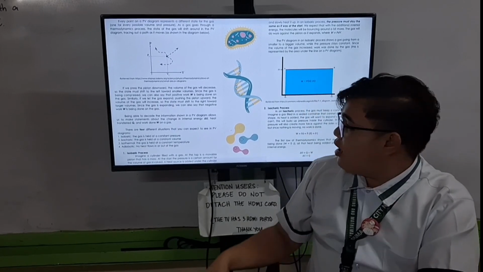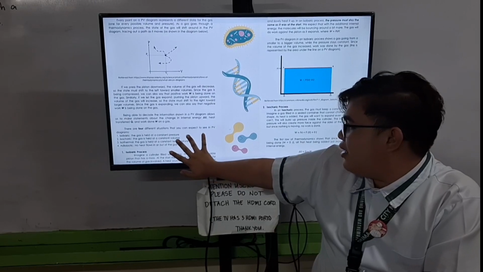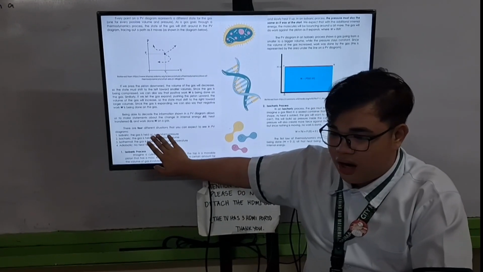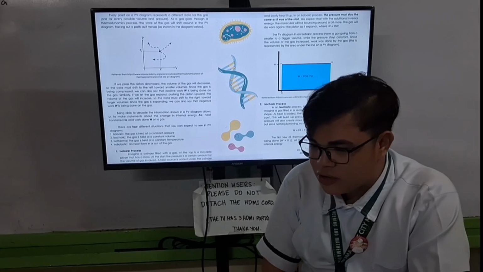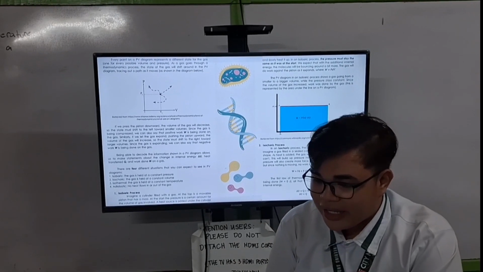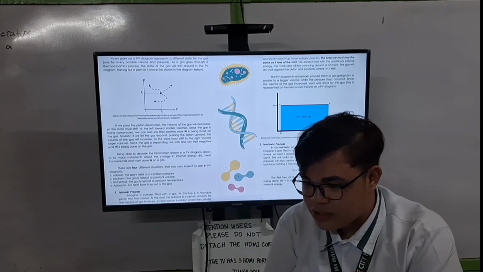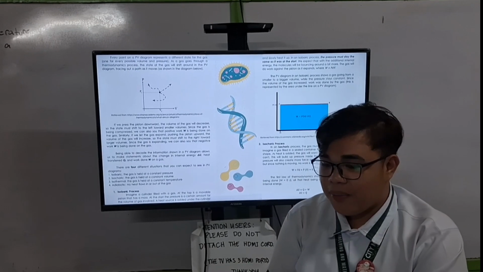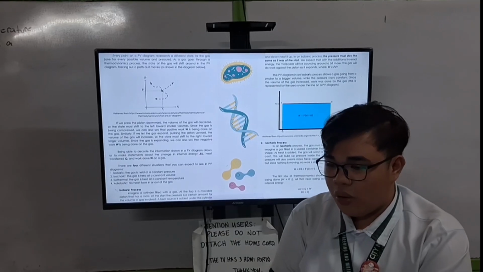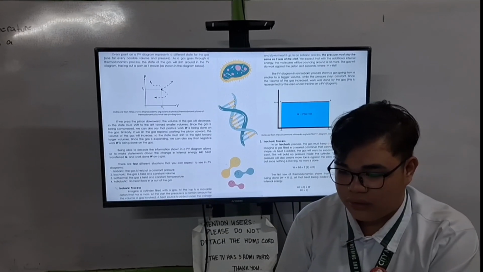These are the four different situations that you can expect to see in a PV diagram. These are isobaric, or constant pressure; isochoric, constant volume; isothermal, constant temperature; and adiabatic, no heat flows in or out.